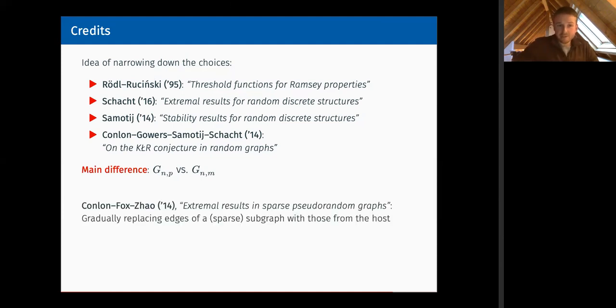There is another result by Conlon, Fox, and Zhao where they very explicitly use this idea that you want to count the number of copies of some graph within some reasonably sparse subgraph. The way you do it is by recursively replacing counting copies where all the edges lie in the sparse subgraph by counting copies where all but one edge lie in the sparse subgraph, and this one edge lies in the actual host, which is more or less exactly what we did here.